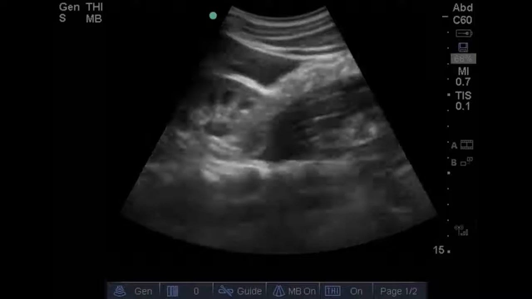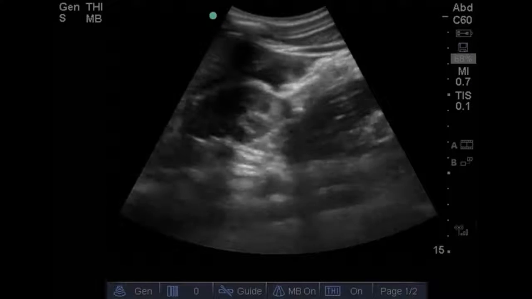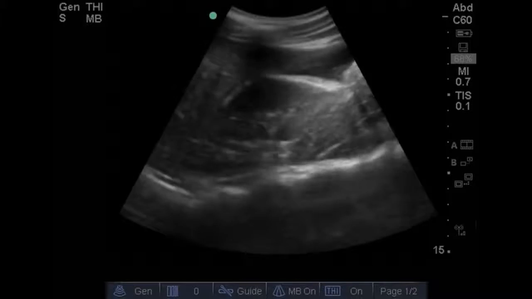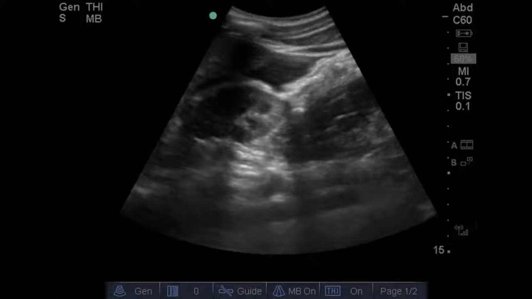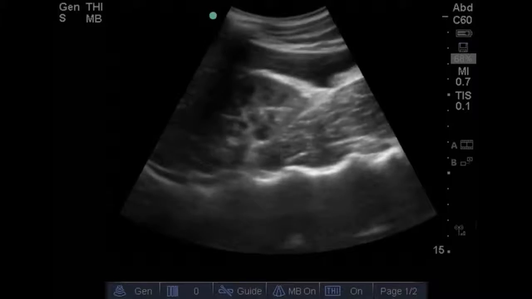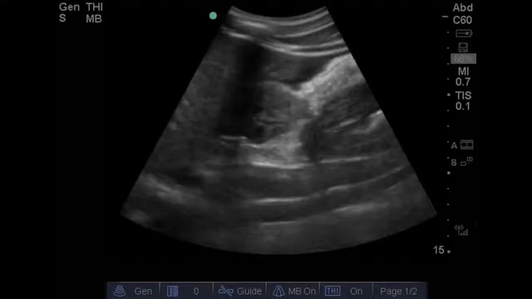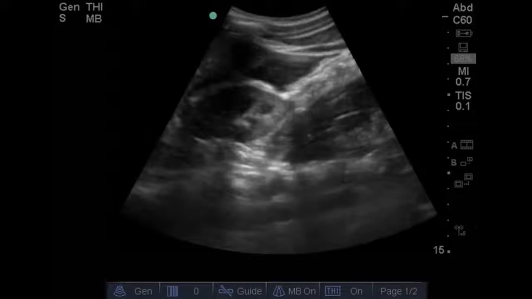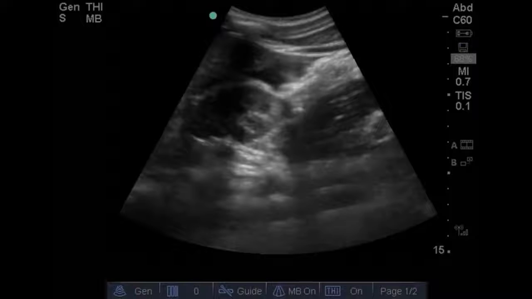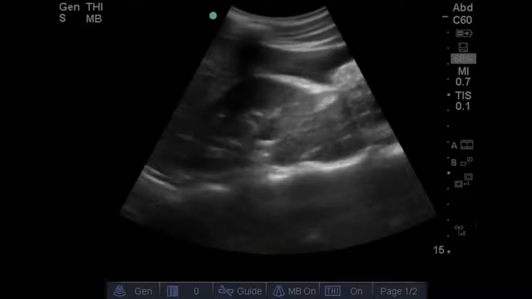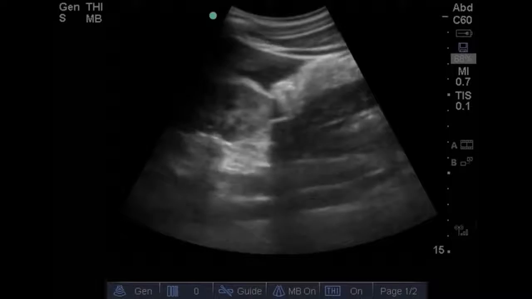You can see here an example of free fluid. You see anechoic areas with sharp corners in between the liver and the kidney. However, you see a lot more fluid accumulating in the paracolic gutter near the inferior pole of the kidney and the inferior tip of the liver rather than superior between the liver and the kidney. So you can see that a lot more fluid accumulates in this area before it tracks into Morrison's. So if you're not evaluating the entire right upper quadrant, you may miss small amounts of fluid.